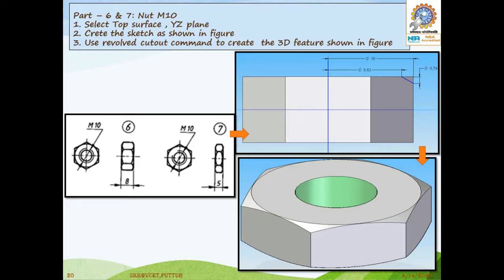For that you can see this slide. In this slide, you have to draw the same sketch with the help of the revolve cutout command. After making that shape, you have to select the revolve axis for revolution. Then you have to give a 360-degree rotation. Finally you can get that shape. That completes part number 6 and 7. In the next slide you can see the video of these parts.